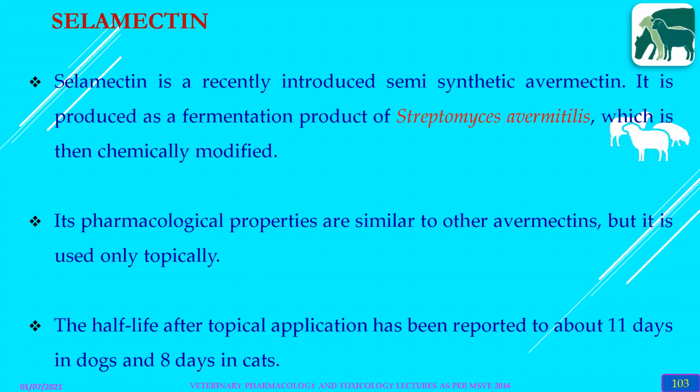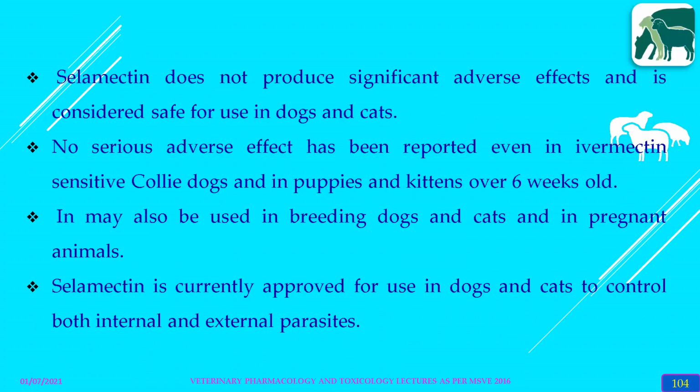So most of the ivermectins do have a long half-life because of enterohepatic circulation. It is comparatively safe. Even in collie dogs, in which ivermectin is contraindicated, this drug can be used, even in kittens. It may also be used in breeding dogs and cats and in pregnant animals, whereas ivermectin is not indicated in pregnant animals.